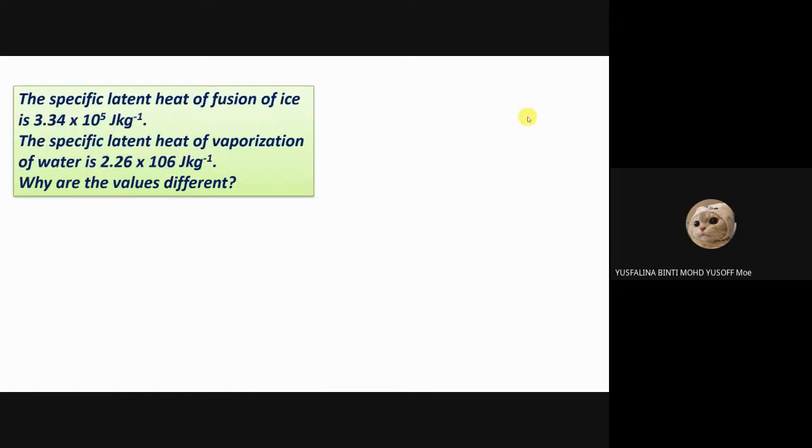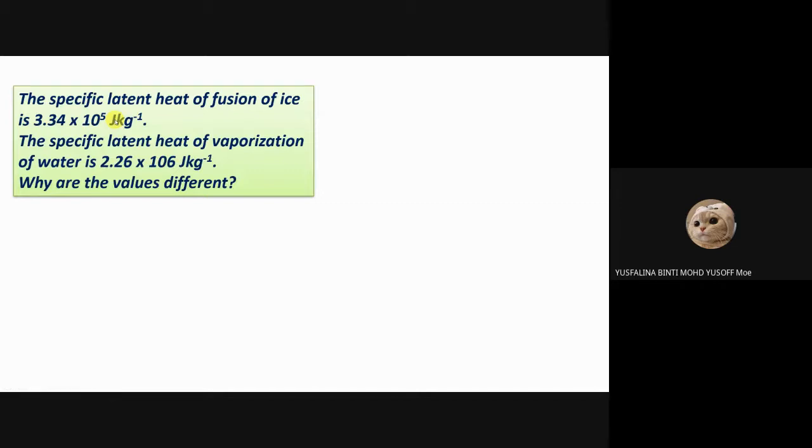Actually, for this one, I just explained just now, asking you why the latent heat of fusion of ice is only 3.34 times 10 to the power of 5, but the specific latent heat of vaporization is 2.26 times 10 to the power of 6. So vaporization needs a lot of energy compared to the latent heat of fusion. So why does the value differ?